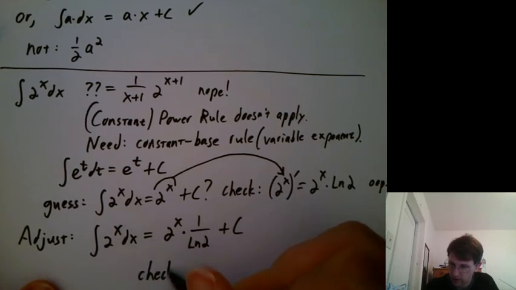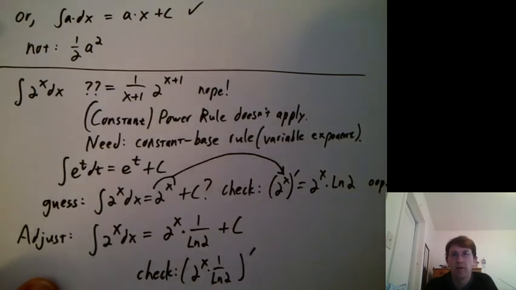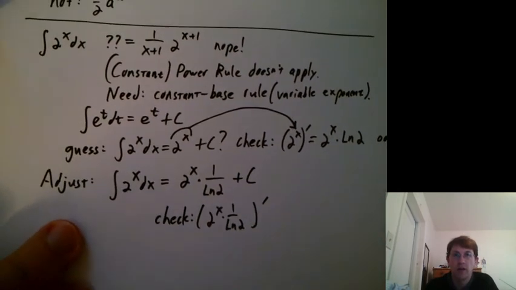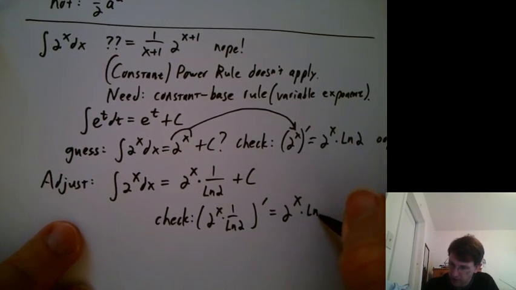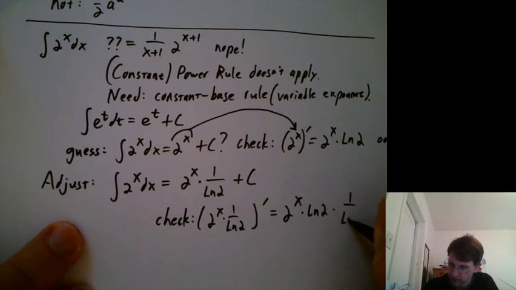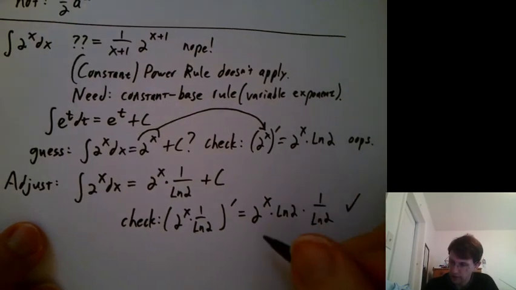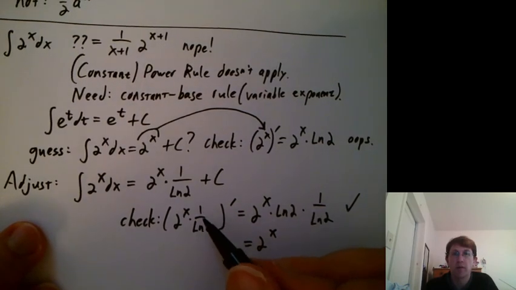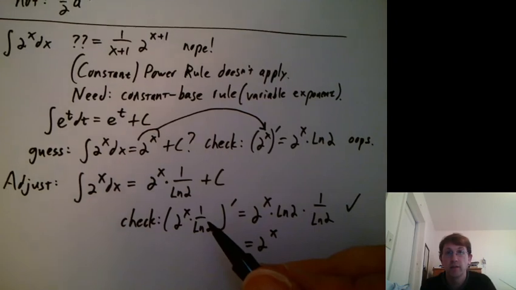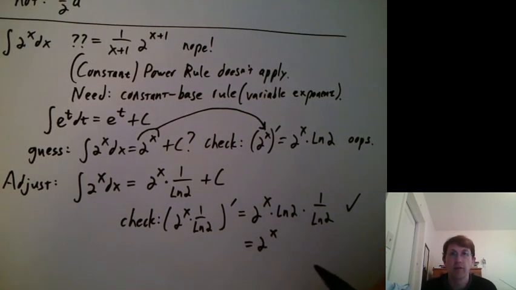And let's check that. 2 to the x times 1 over log 2. I can drop the plus c when I'm taking the derivative. So that would give me 2 to the x times log 2 times 1 over log 2, which works out to be exactly 2 to the x. Remember, I'm multiplying by 1 over log 2 here, which is a constant, so I don't need the power rule. I can just use the constant multiplier rule.